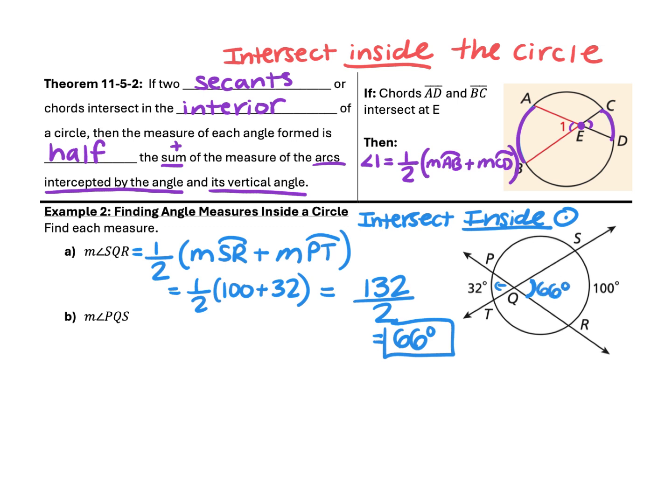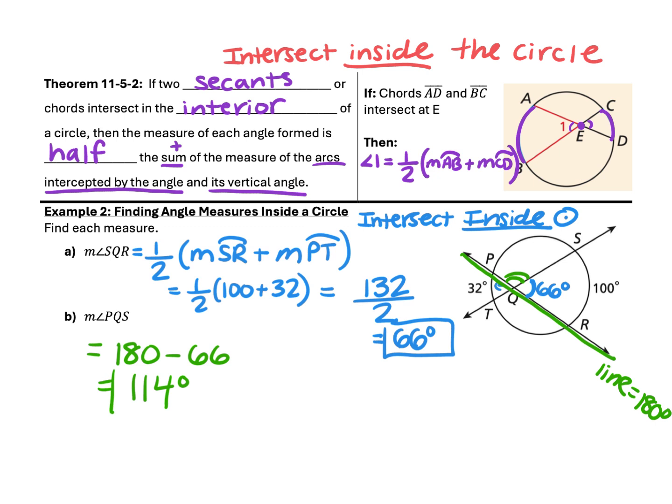To find the next angle, you don't actually need to use the theorem. Angle PQS is the angle that's right next to angle SQR. And notice that together, these two angles are forming a line. We know a line is always 180 degrees. So to get PQS, we can just take 180, subtract 66, and that is 114 degrees. This angle here would be 114, and then its vertical angle would be 114, meaning that if we find one angle inside the circle, we can also find the other three using linear pairs and vertical angles.